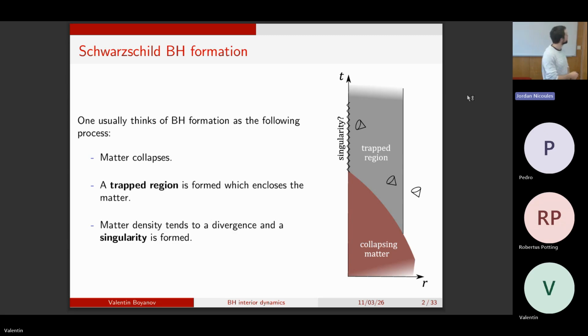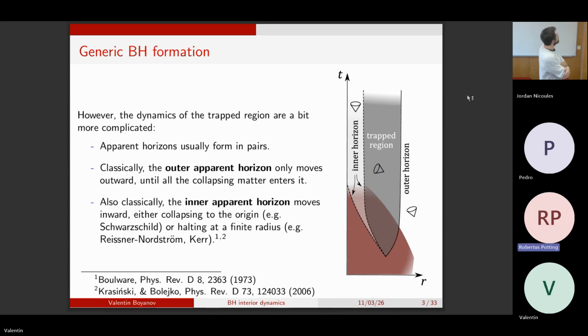That's the usual picture. But if you actually consider a more generic scenario in which the black hole, say, has angular momentum, or, well, also in general, even if it doesn't have angular momentum, usually what happens is that horizons tend to form in pairs somewhere inside the matter distribution. And you have the outer horizon, which classically can expand outwards as more matter is accreted.